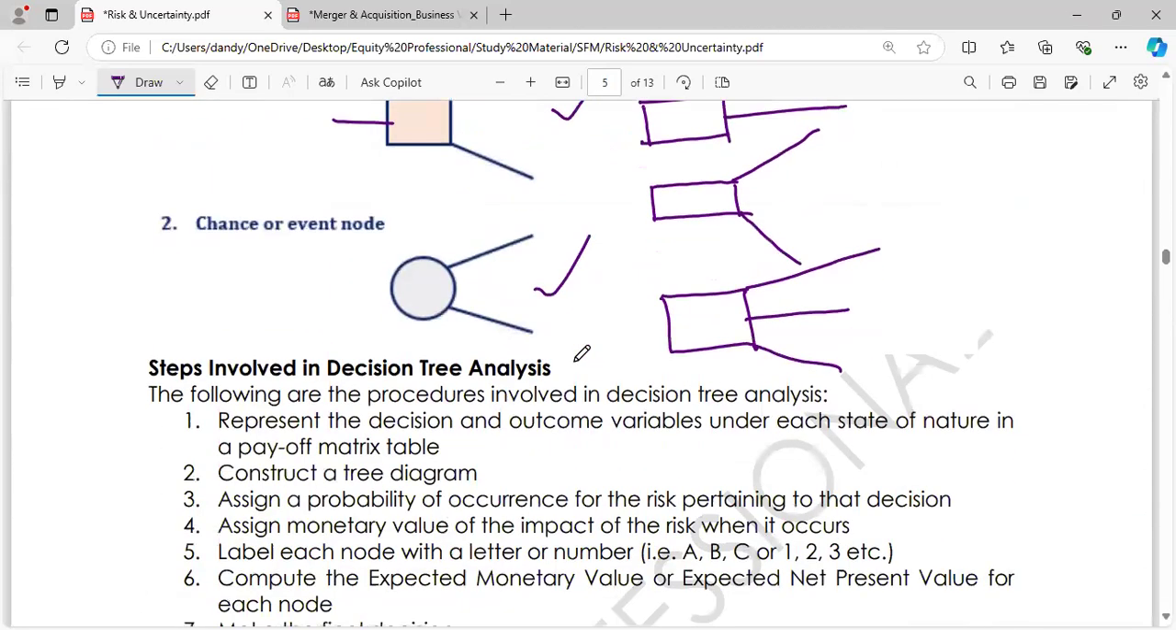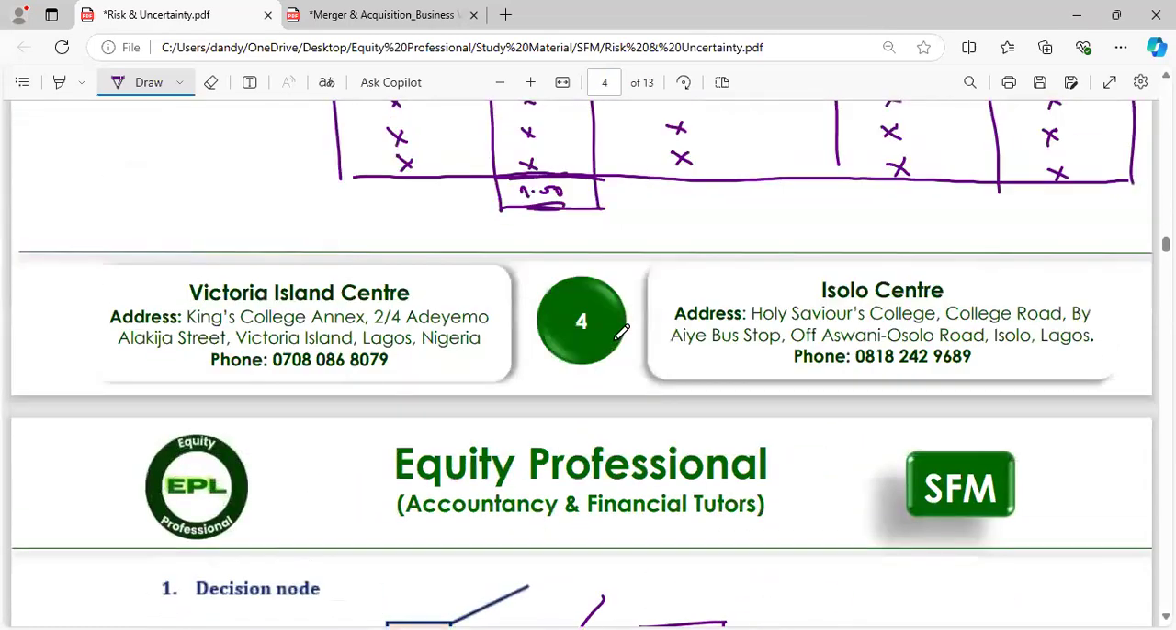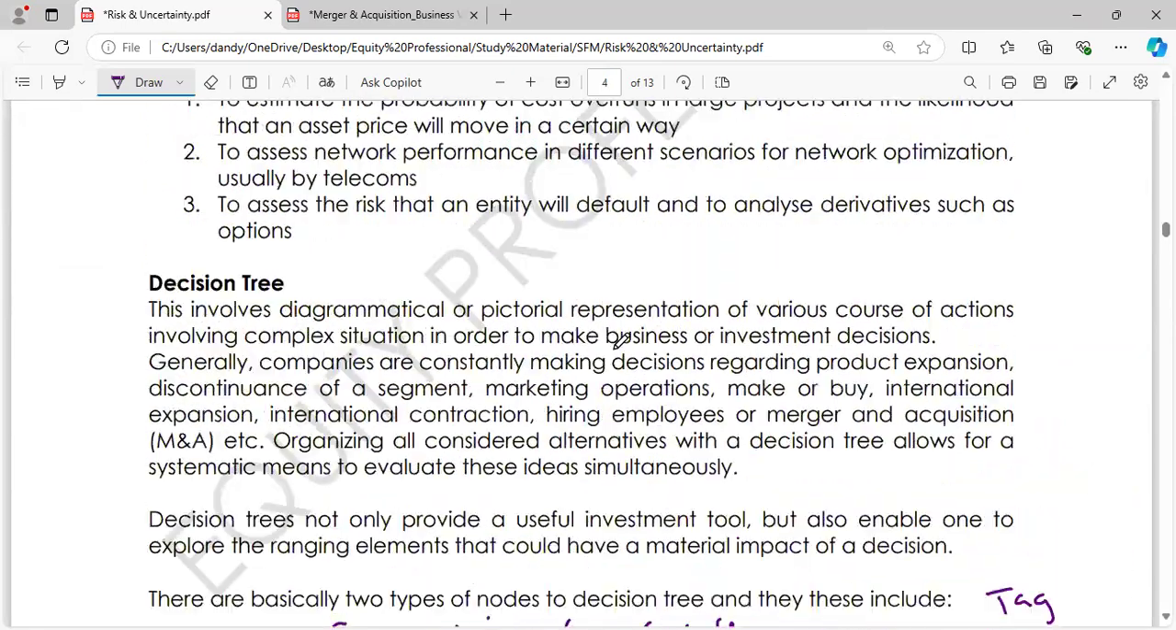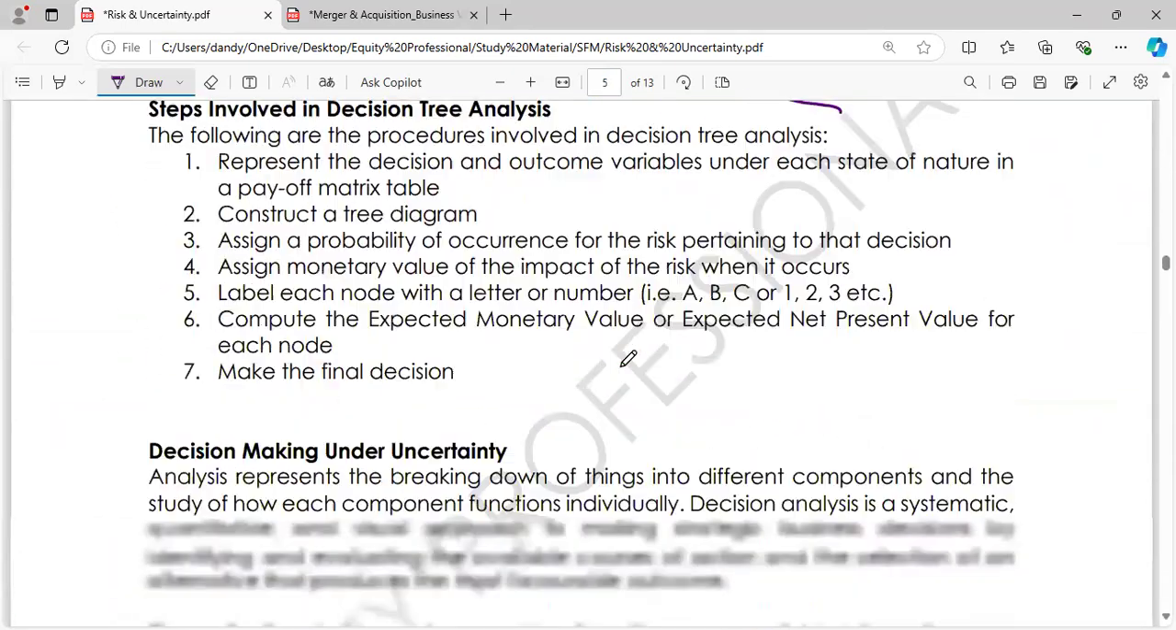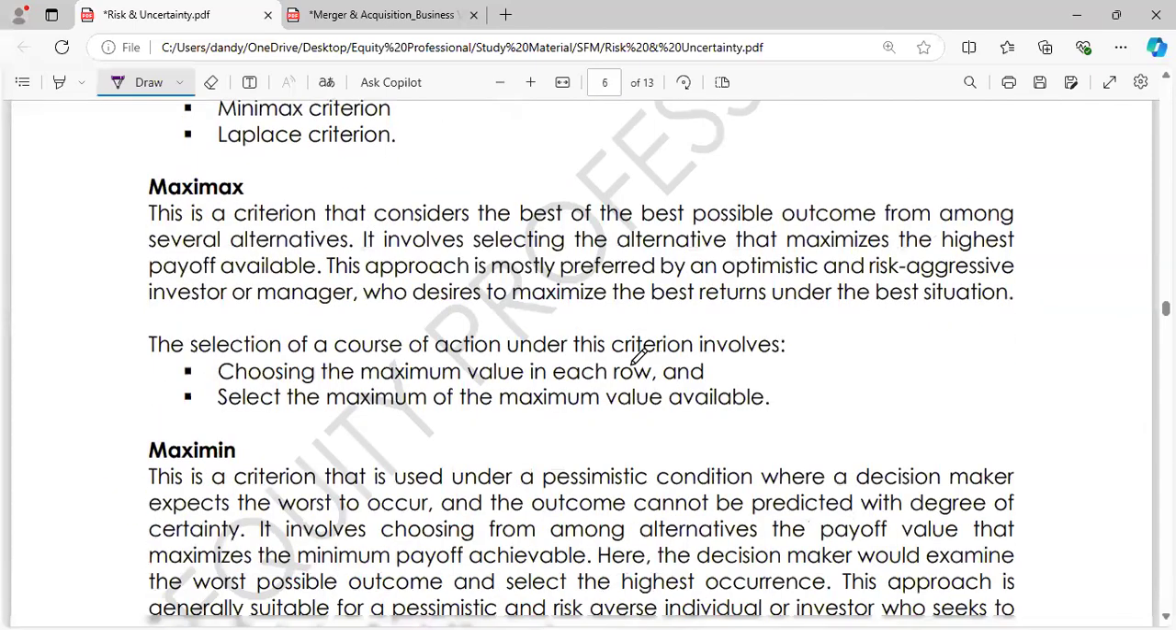I think at this point, you can then have illustration. Okay, so you can read more from your notes. Let's have illustration.